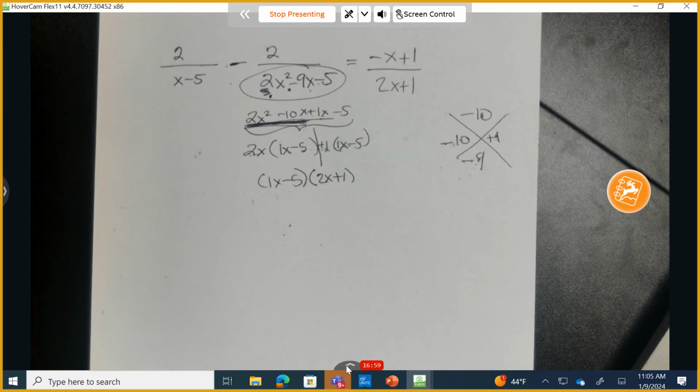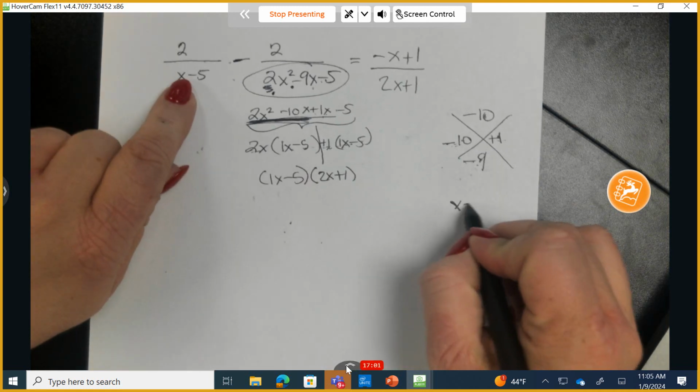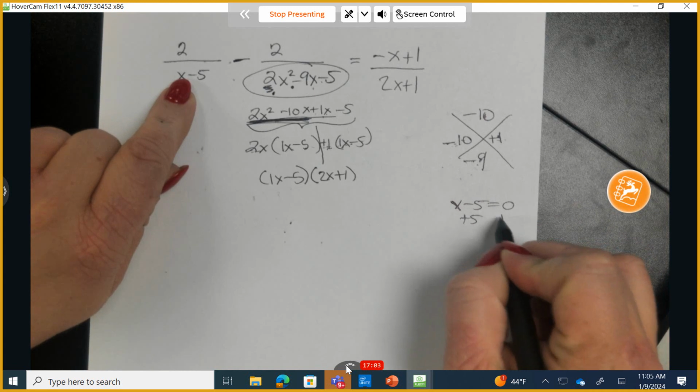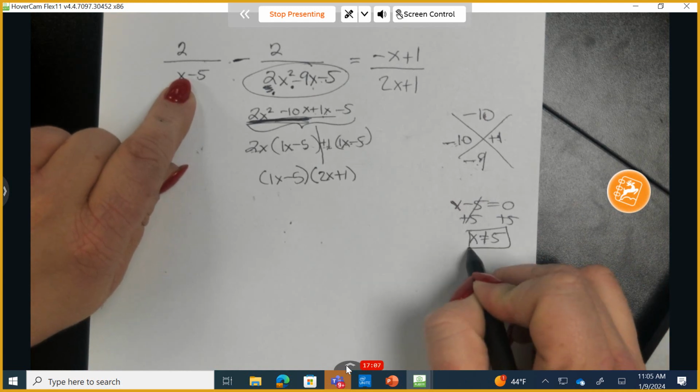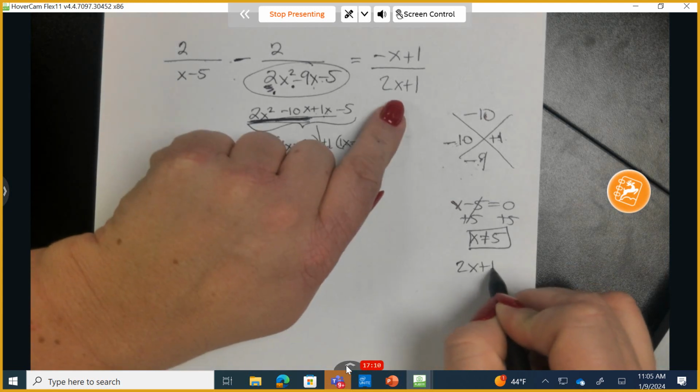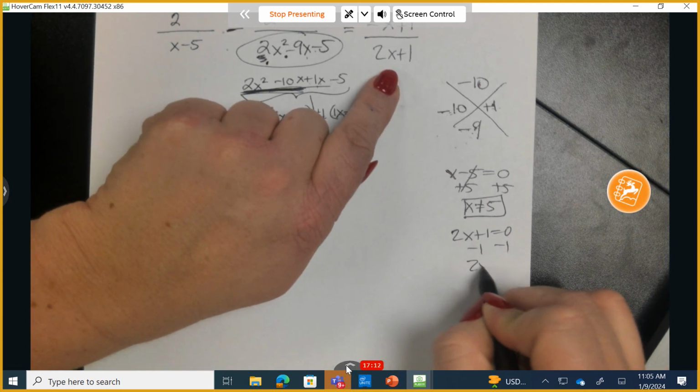If you're confused how to determine those, take this group of X minus 5 and set it equal to 0. So I'm adding 5, so X cannot be equal to 5. And then I have this group 2X plus 1, so I subtract 1.